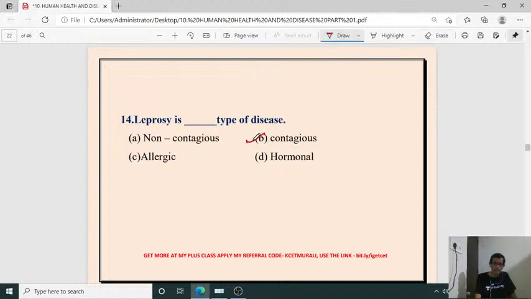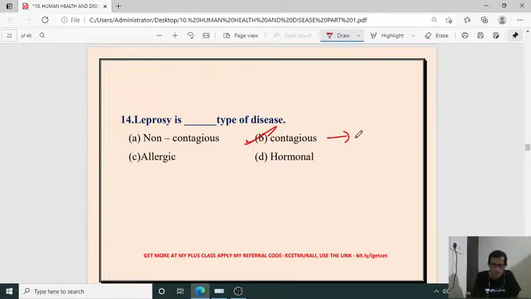Leprosy is a contagious disease. So it is not non-contagious. What is contagious? It is spreading from one person to another person. Am I right? Yeah.